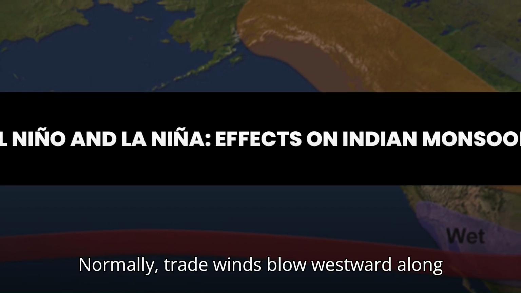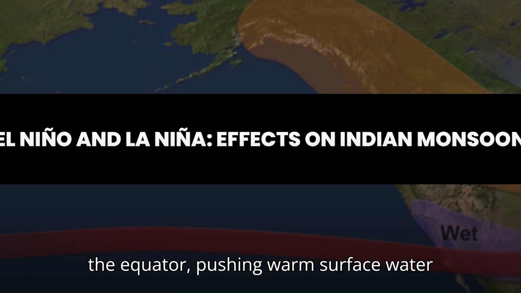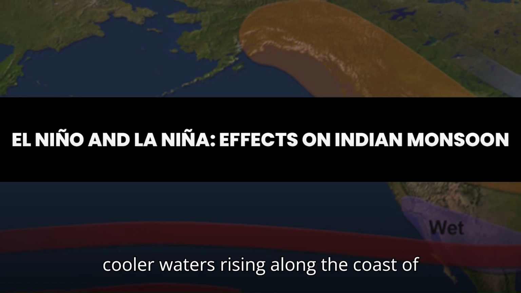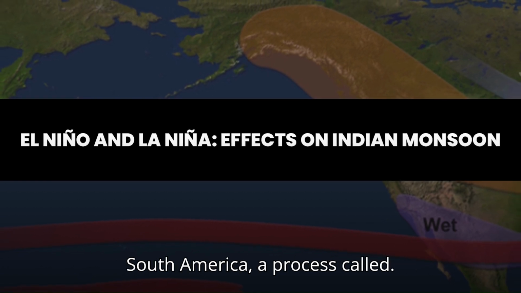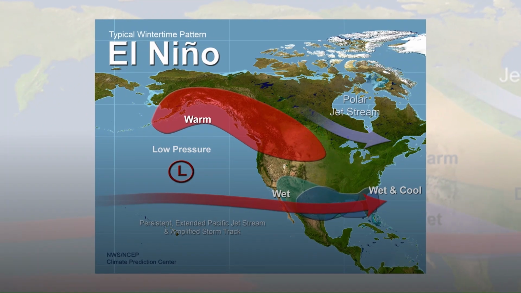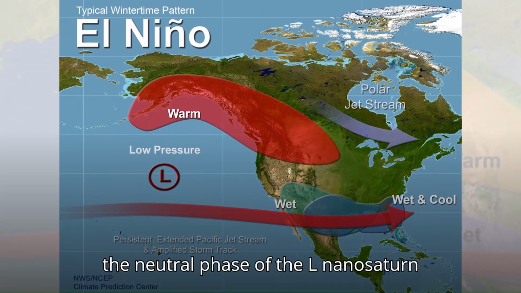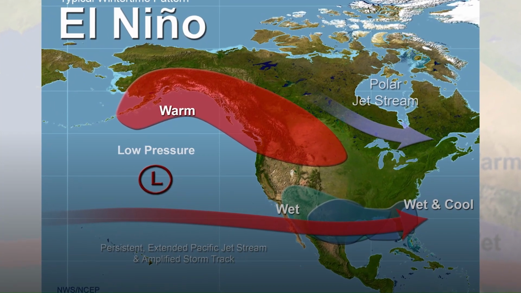Normally, trade winds blow westward along the equator, pushing warm surface water towards Asia. This results in cooler waters rising along the coast of South America, a process called upwelling. This normal condition is referred to as the neutral phase of the El Niño Southern Oscillation, or ENSO.